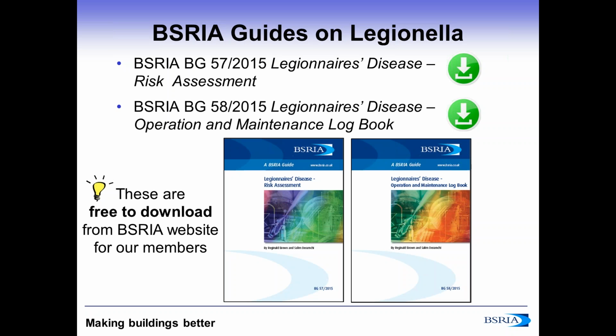Therefore, BSRIA has produced 2 guides to help building owners, duty holders, facility managers and operation and maintenance teams to comply with the legislation. The first one, BG 57, provides a step-by-step process to plan and perform risk assessments in buildings, such as plant, and gives a pro forma and condition survey checklist for the most critical assets. The second one, BG 58, provides a framework to operate and maintain water systems against Legionella risk, and provides some pro forma logbooks to keep records in compliance with the legislation. These 2 guides are free to download from the BSRIA website for all our members.